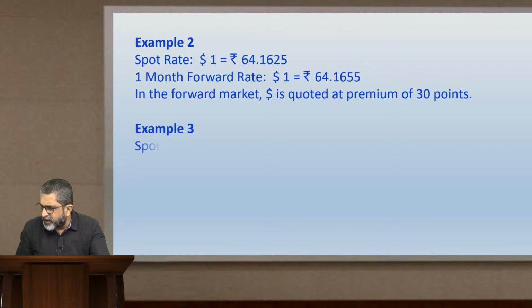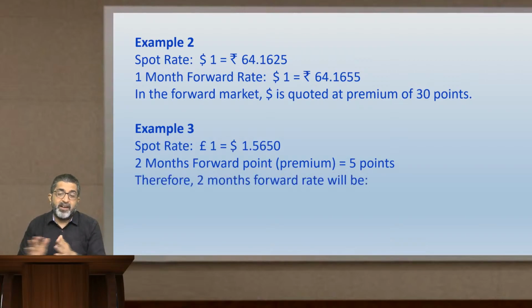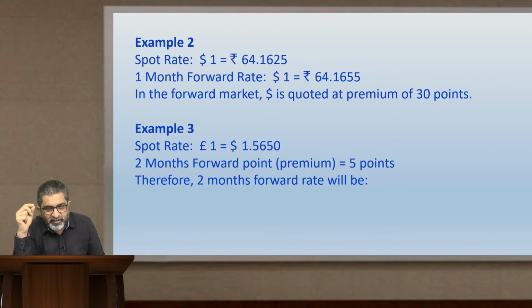In this third example, we find spot rate given as £1 equals to $1.5650. This time I am giving you 2 months forward points, premium is 5 points. So what will be the forward rate? Now this is the real situation, that in exams also you may not be given the forward rate directly. You will be given the spot rate, and along with that they will give you the forward points. Forward points: if it is premium you have to add, if it is discount you have to subtract.